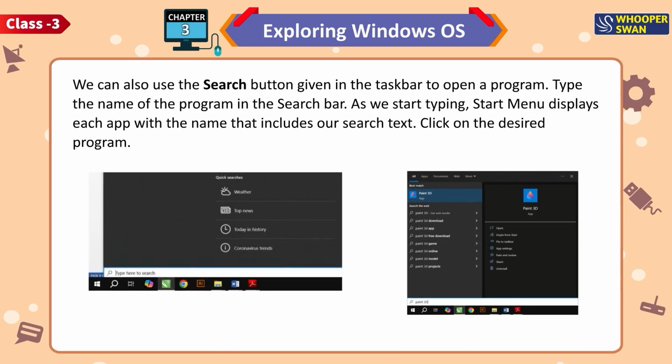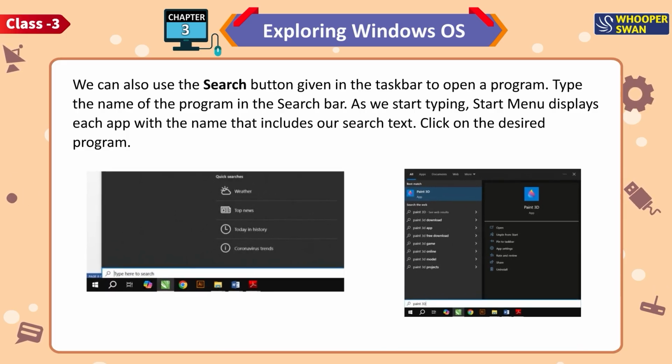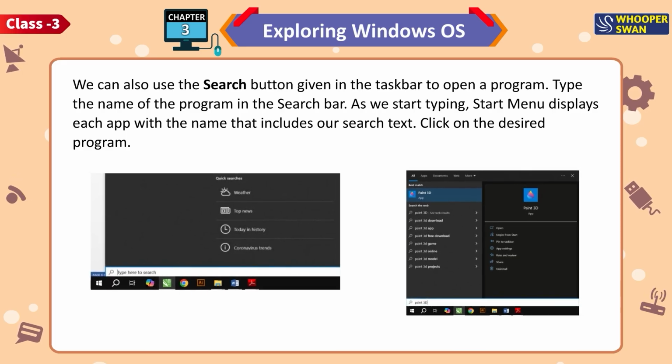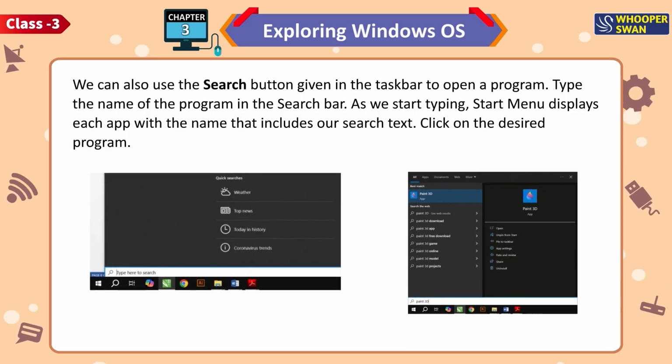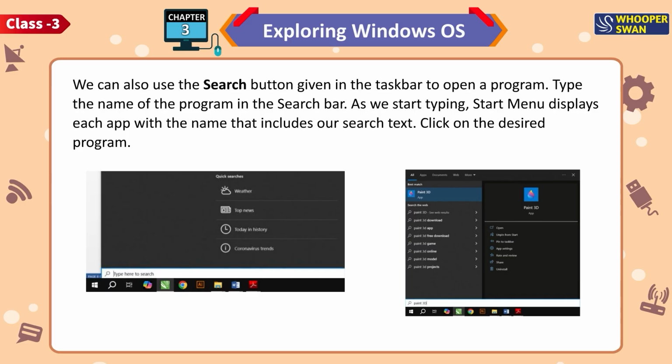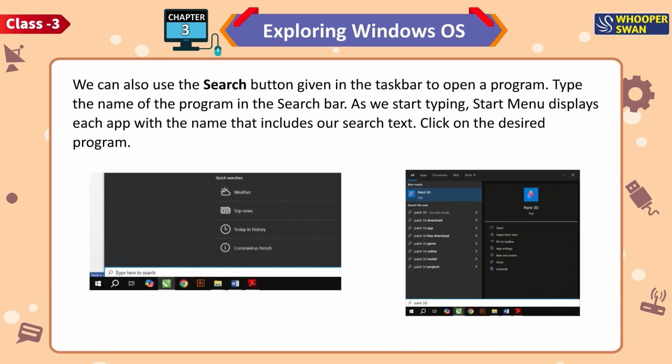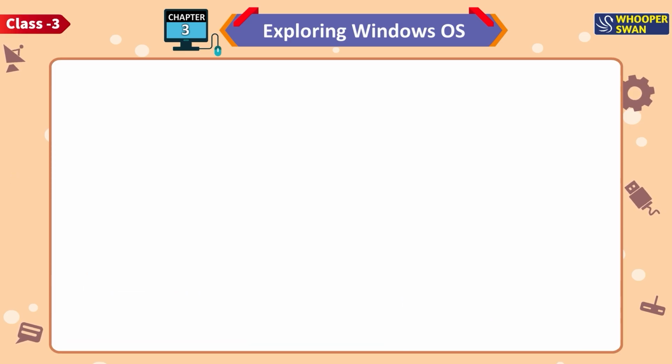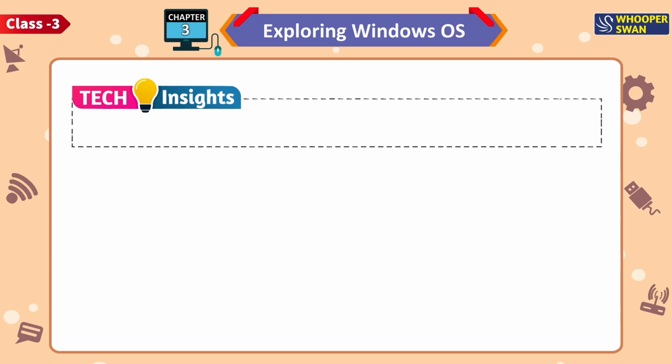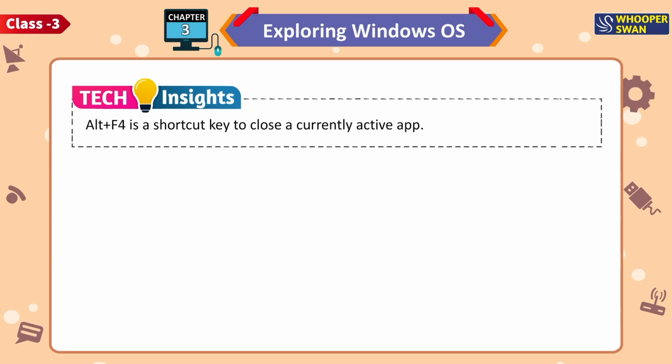Type the name of the program in the search bar. As we start typing, Start menu displays each app with the name that includes our search text. Click on the desired program. Tech Insights. Alt plus F4 is a shortcut key to close a currently active app.